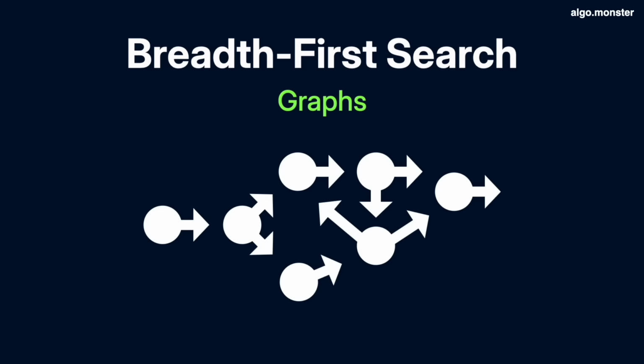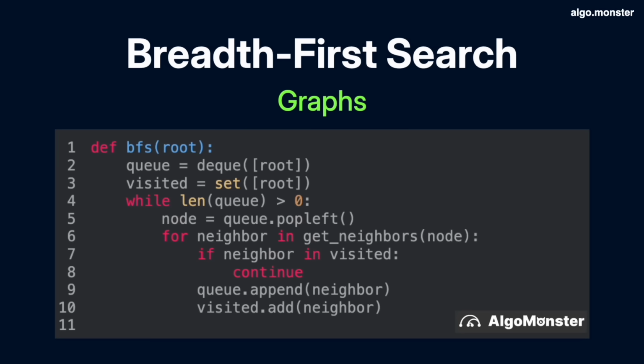Graphs are more general than trees. They can have cycles, loops, and multiple connections between nodes, which means you can revisit the same node more than once if you're not careful. To prevent this, BFS on a graph must track visited nodes. Otherwise, you'll either do redundant work or, worse, get stuck in an infinite loop. Here's the template for graph BFS.